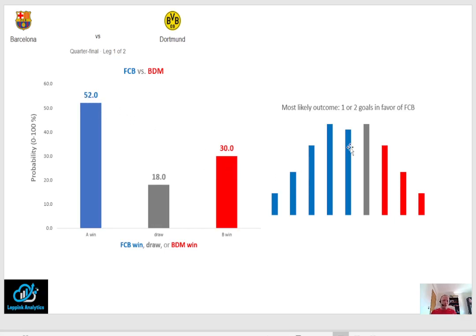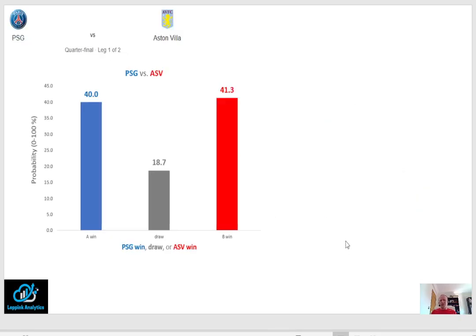So I would say, okay, Barcelona is the most likely winner of this match, and probably it's going to be a 1 or 2 goal difference in favor of Barcelona. Finally, Paris Saint-Germain versus Aston Villa. Here we see that both teams are about equally likely to win tonight's match. Slight advantage for Aston Villa, but it's very small.